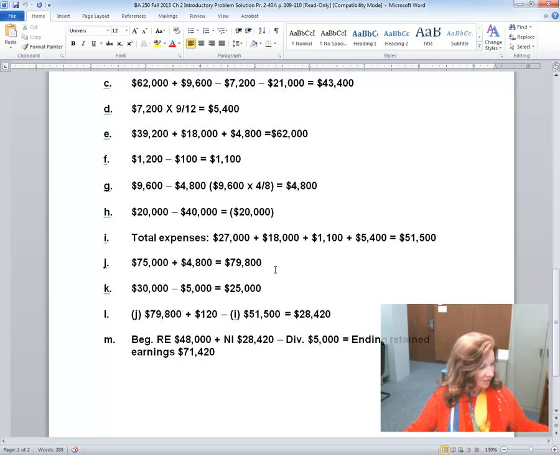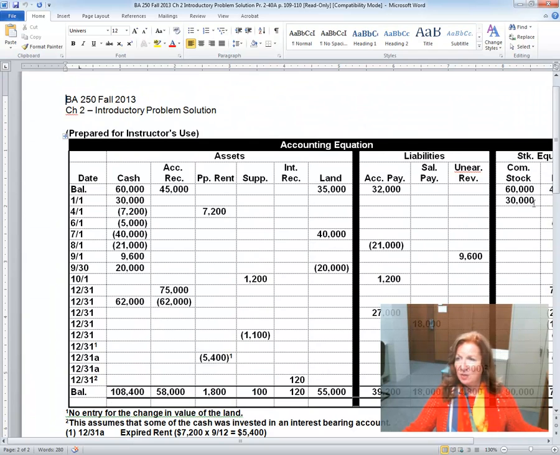So the next question is K. What amount of cash flow from financing activities would be reported in the statement of cash flows? So there was $30,000 that we borrowed and $5,000 that we repaid, for a total of $25,000. So let's go up and see where those are.